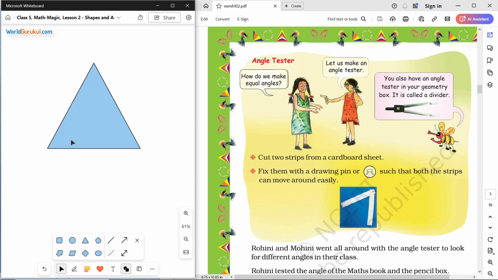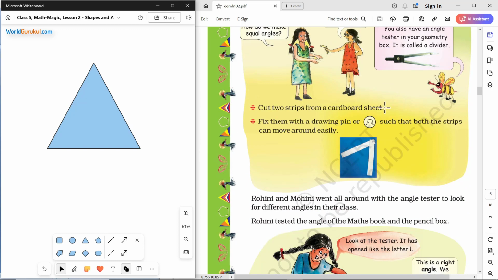This angle and this angle, I want to know whether they are equal. So there is an angle tester. In the geometry box, you have a divider. With that, you can check the angles. Right? Open it in such a way and put it on one side and take it to the other side and measure it. If it's more or less equal, you will find that out yourself.